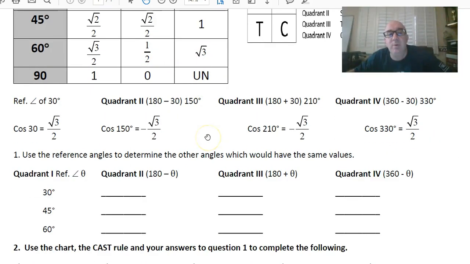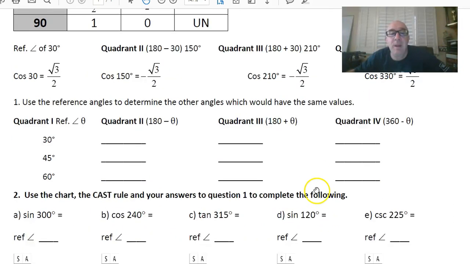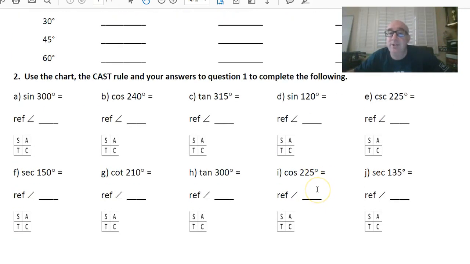So what I want you to do in question 1 is basically determine what the other angles are. I've already done the 30 ones for you. You can grab them from the above example. But determine what they are for 45 and what they are for 60. And then use all of that information to find out what the values are. Now let's show you how this would work.